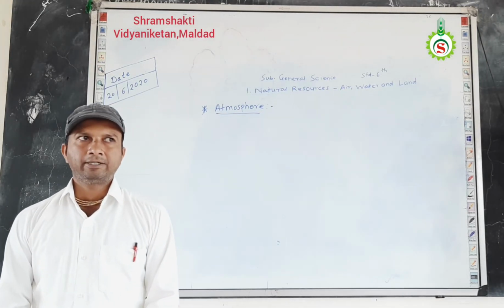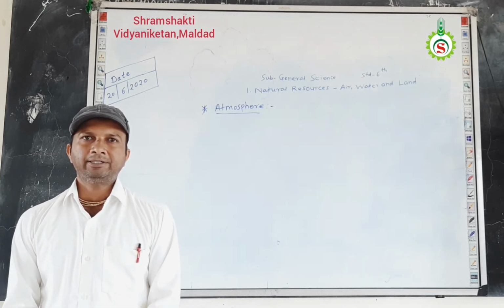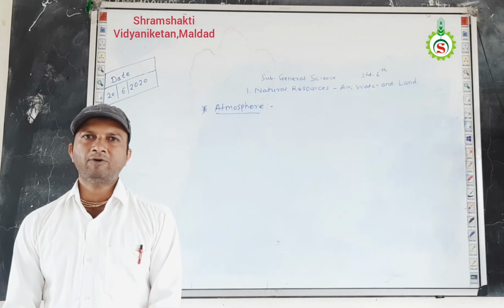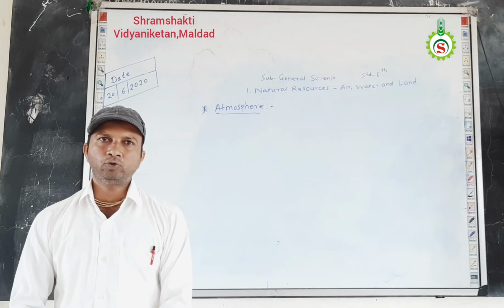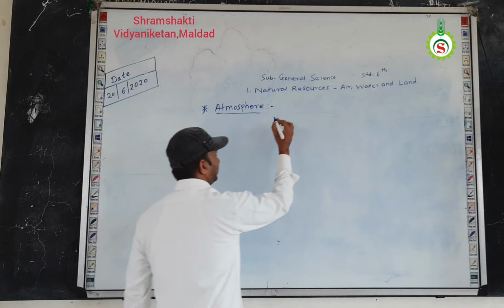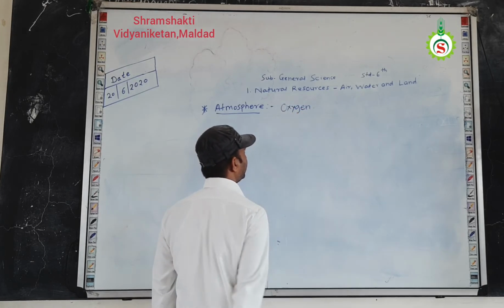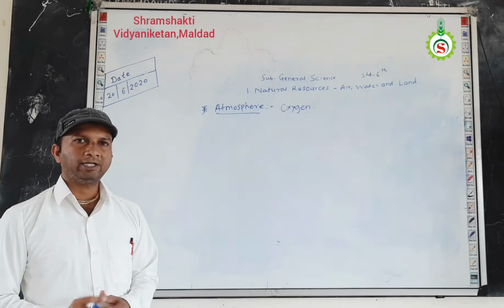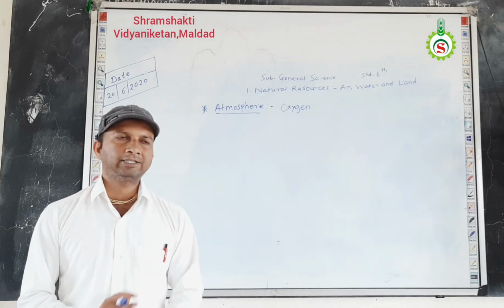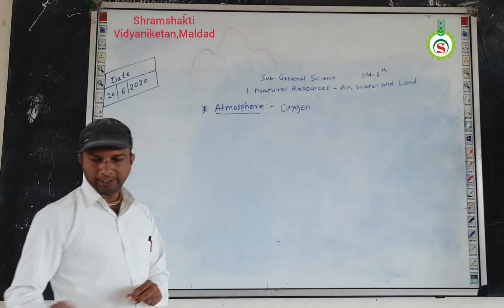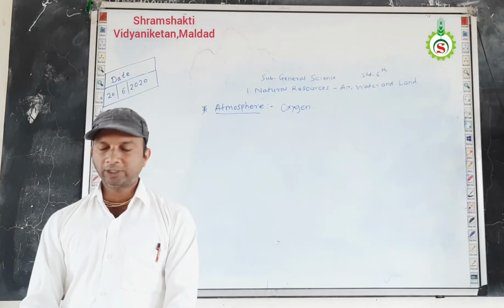Now you know that in nature we have seen air, and we respire with the help of air. So which are the different gases in the air? Most important gas in the air is oxygen. Before we start the atmosphere, we should know the proportion of different layers on the earth surface. In your book, there is one diagram, 1.2, proportion of land and water.